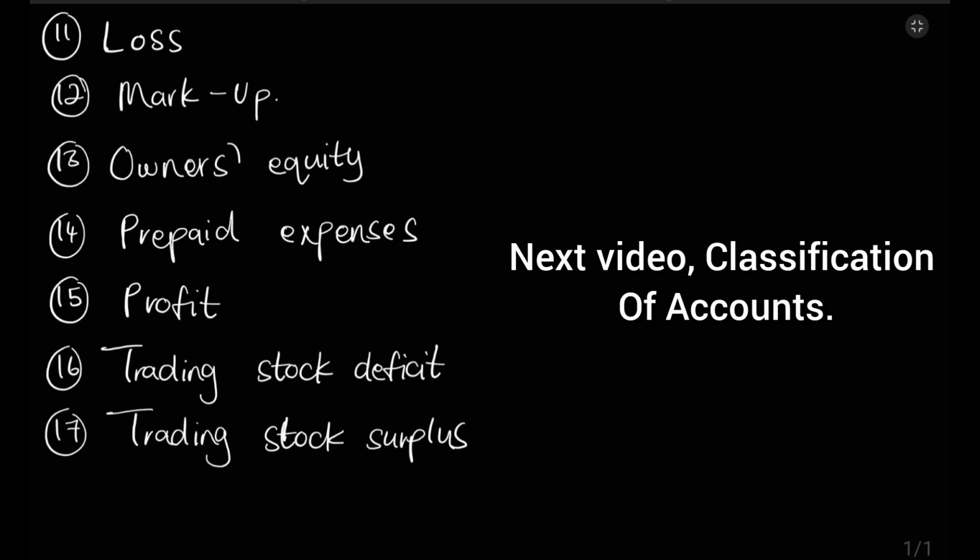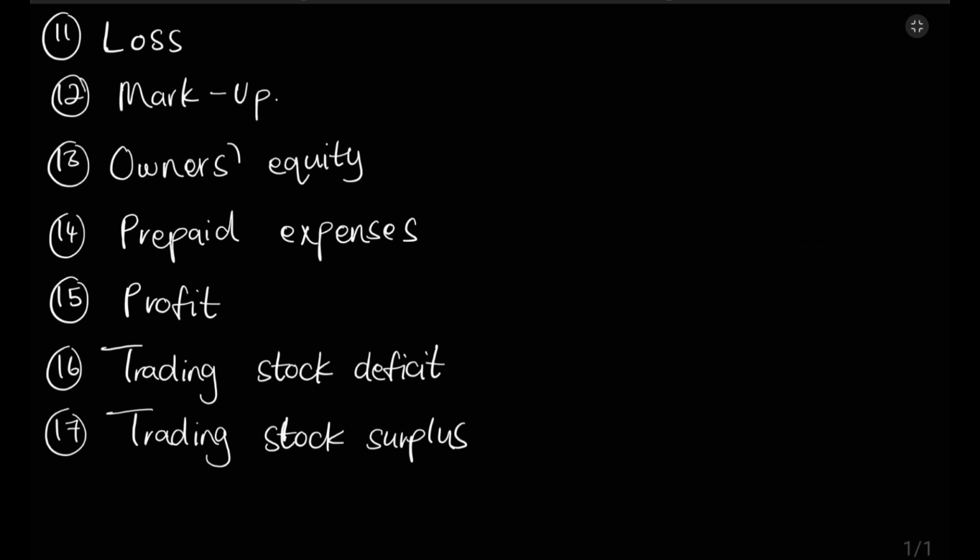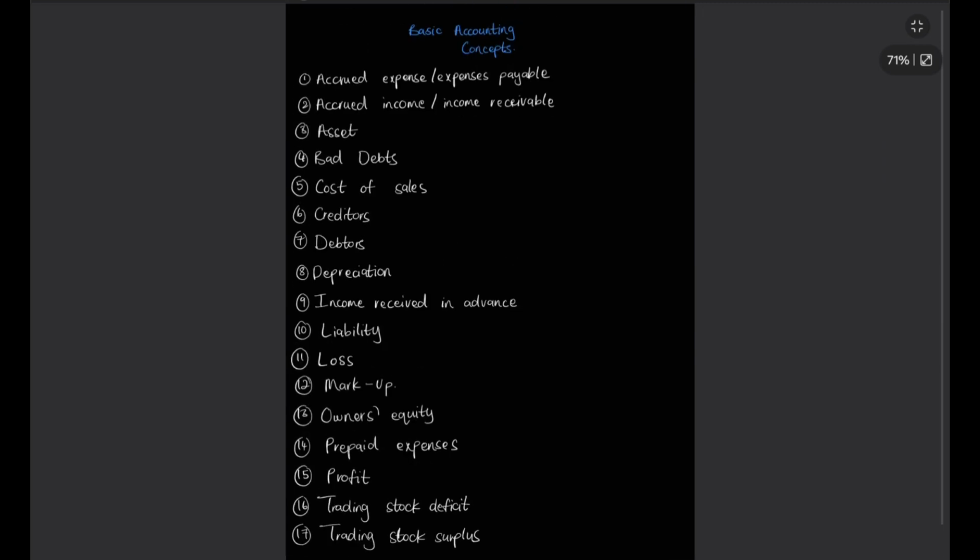Okay, and lastly, we have trading stock surplus. So this is when the physical stock counted is more than the stock figure in the books. In simple terms, there is extra stock compared to what the books show. For example, the books show that there are 50 soccer balls, but 55 are counted physically. And these are your basic accounting concepts.